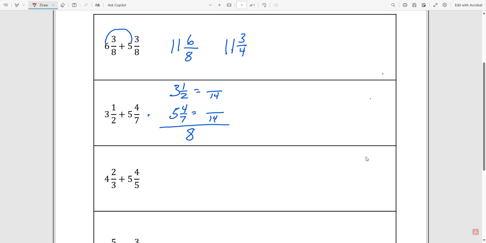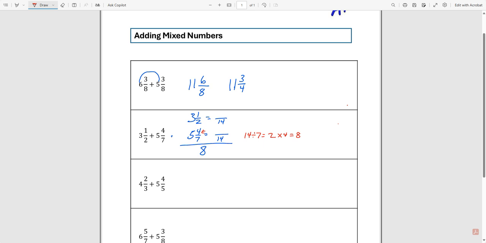And so we'll take the 14 and divide it by 7. So I have 14 divided by 7, which is 2. And then I'll multiply that times the numerator here, 4. So 2 times 4, and we'll get our new numerator over our new denominator. So 4 times 2 is 8. So we'll write an 8 there when we get to it.